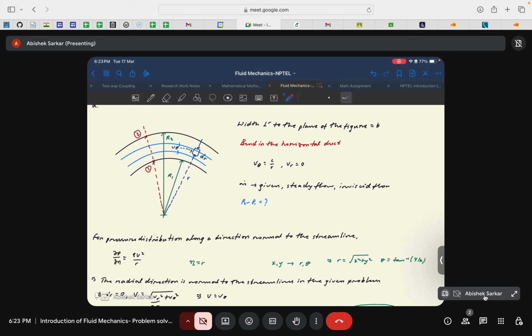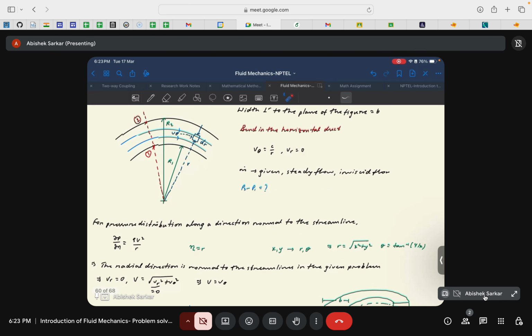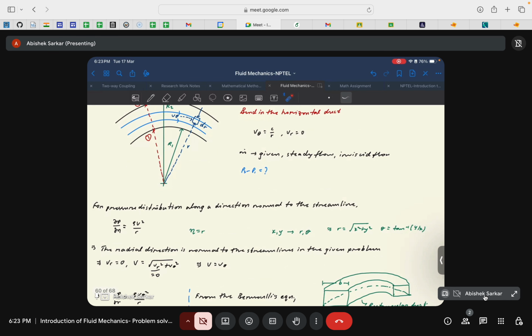So as I was saying, if point 1 and point 2 were on the same streamline, then you could have easily applied Bernoulli's equation to find the pressure difference between the points 1 and 2. No need to discuss Euler's equation of motion. But you can also remember, if the flow is irrotational, then you can apply Bernoulli's equation at any 2 points in the flow field.